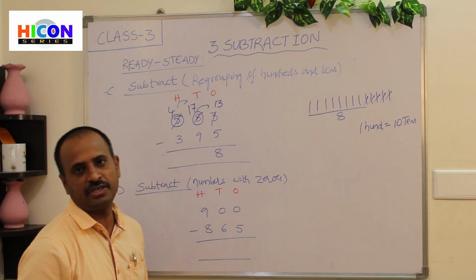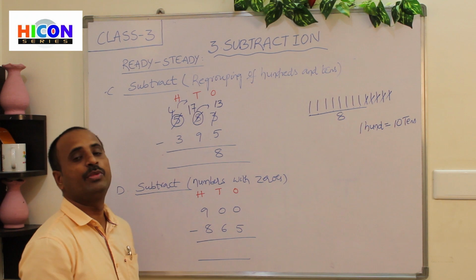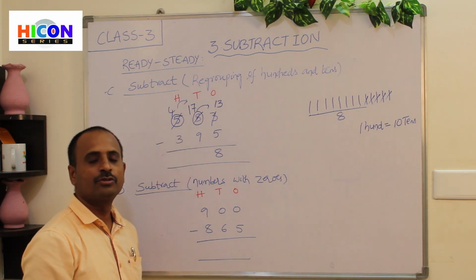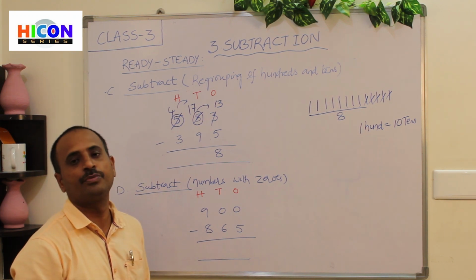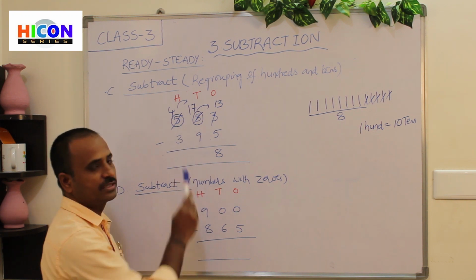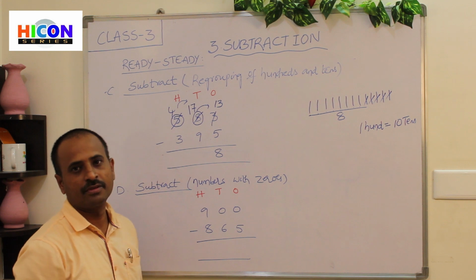So children, do you understand it? If you carry 100 to the tens place, it becomes 10 tens. Already there are 7 tens. So total becomes 17 tens. So now the subtraction is possible because 17 is the greater number, 9 is the smaller number. We can subtract 9 from the 17.